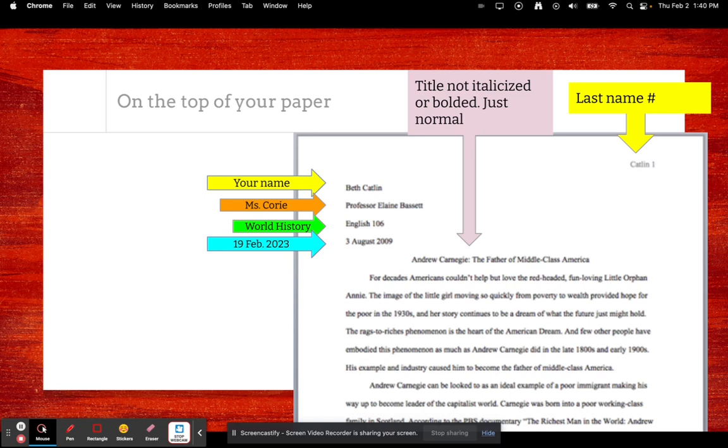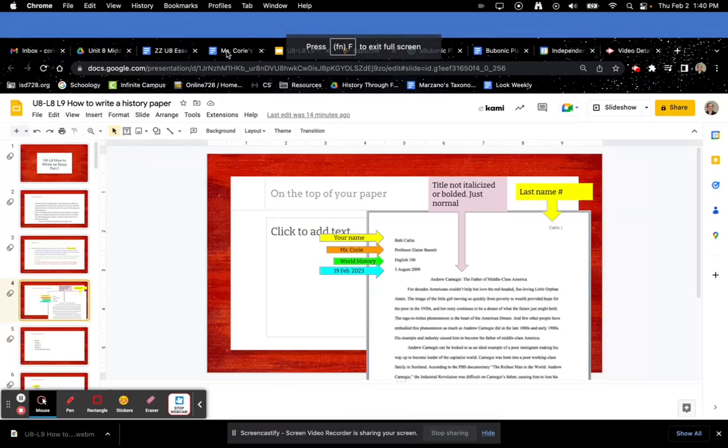You're going to need the teacher's name, which is Miss Corey. Below that, you're going to need the class, which is world history, and then the date that it is due, which would be the 19th of Feb, period, 2023. Also, make sure your title is not italicized or bolded or underlined. It's just normal. Just make sure it is in the top middle of the page. Also, make sure that you have your last name and a page number at the upper right-hand corner, which I am going to show you how to do right now.